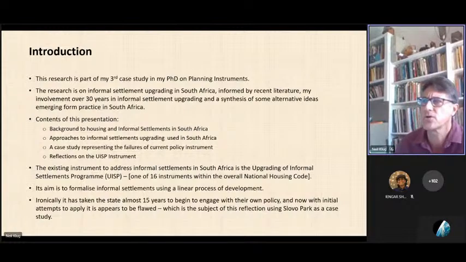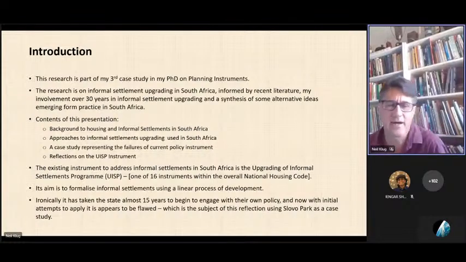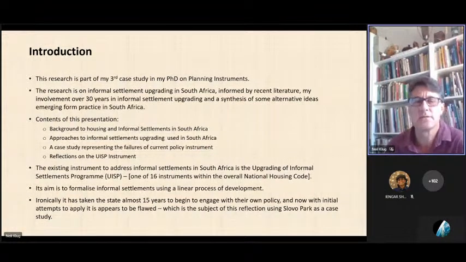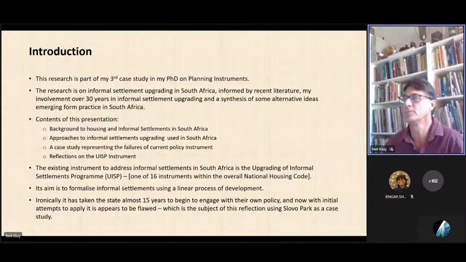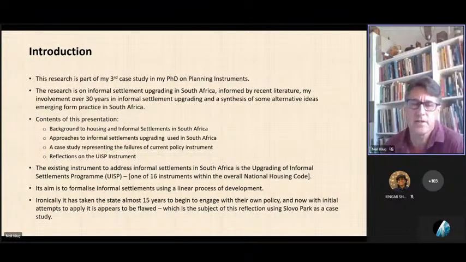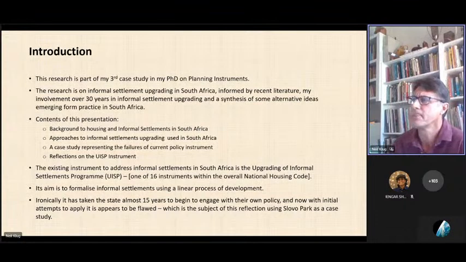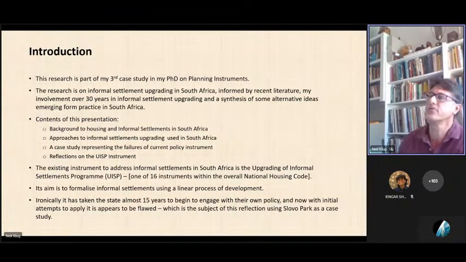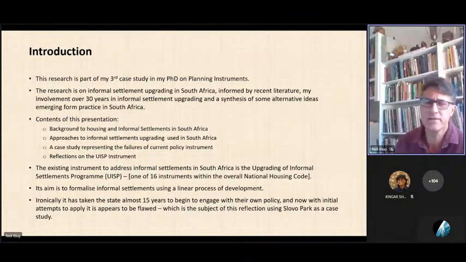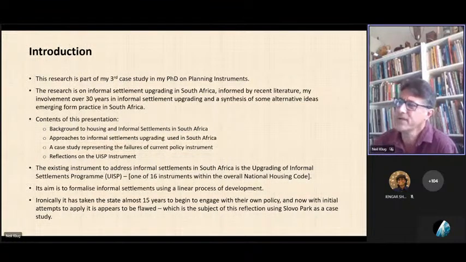The contents of my presentation this afternoon is to give you a background to the housing and informal settlement situation in South Africa, to give you a brief outline of what the South African government's approach to informal settlement upgrading is, and then I'll briefly look at a case study that I've been involved in for a number of years now, to see how that instrument is being applied in that particular area. Finally I'll reflect on the efficacy of that instrument at the end.